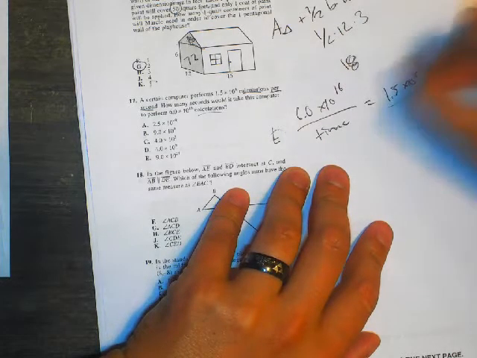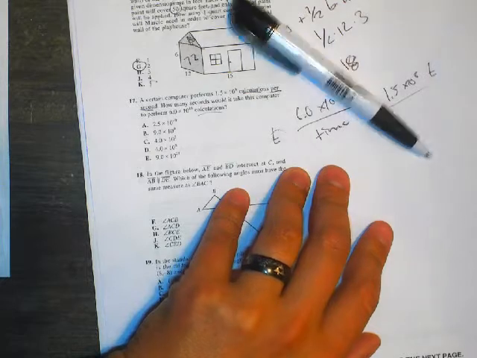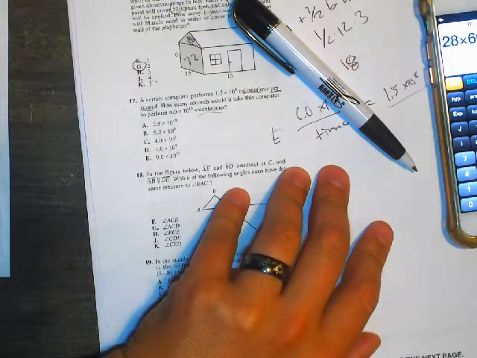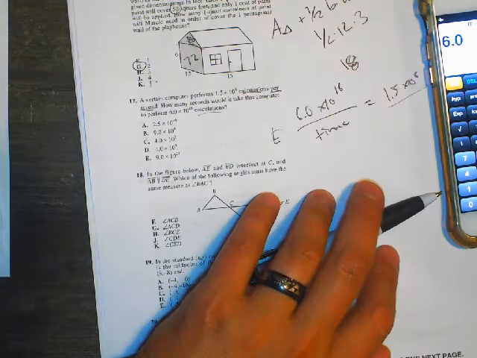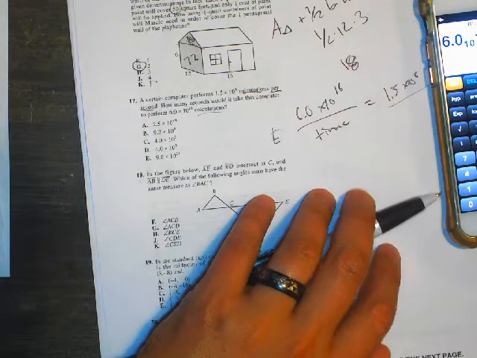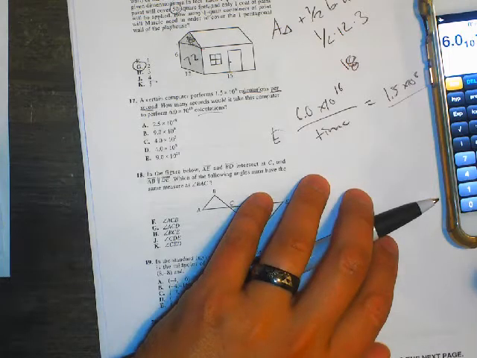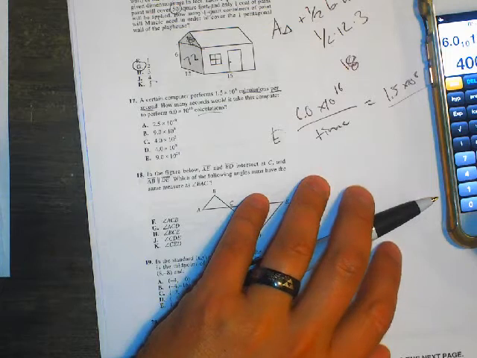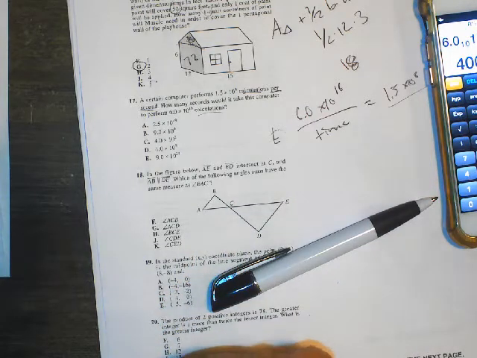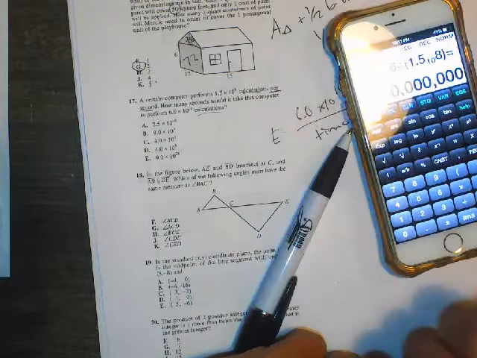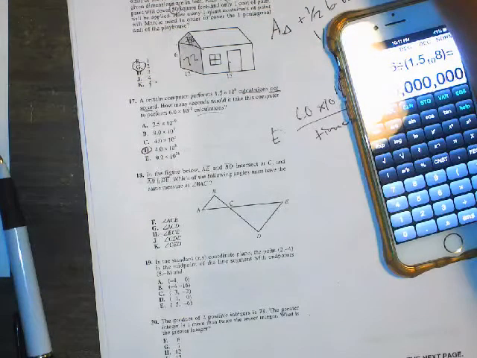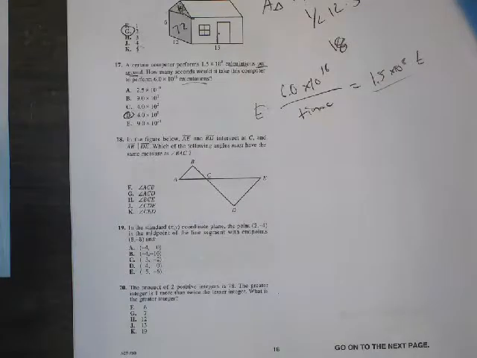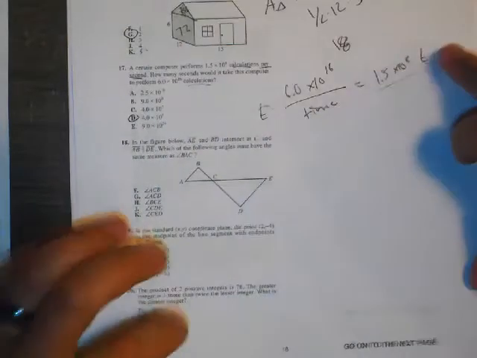So to solve for time, we're going to multiply up on both sides and divide both sides by the number that they've given us. Basically, we just type that in our calculator: 6.0 times 10 to the 16th divided by parentheses 1.5 times 10 to the 8th. And we get 400 million, which is 4 and then 8 zeros. Our answer is D.